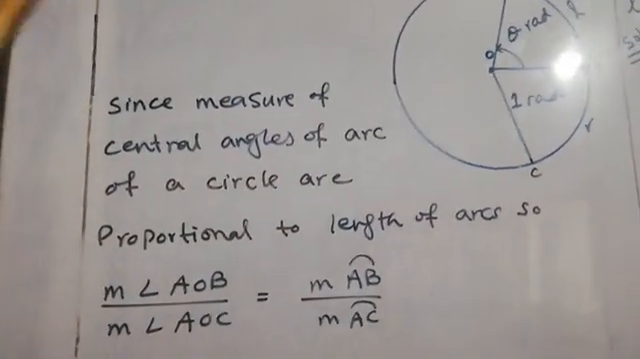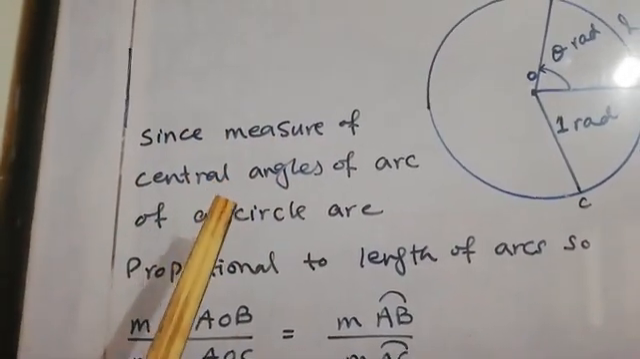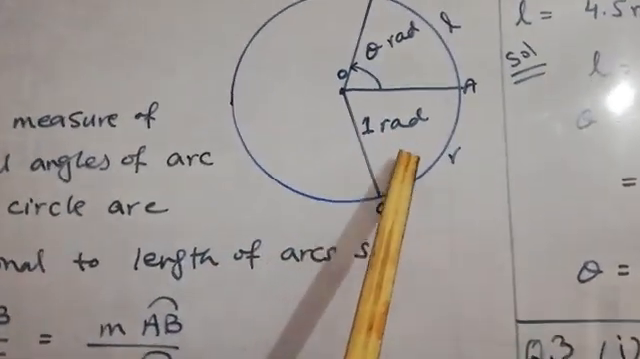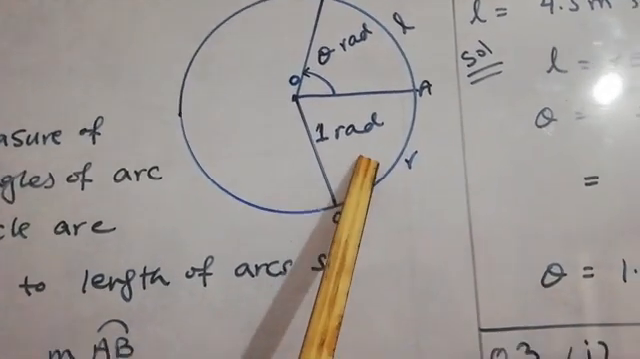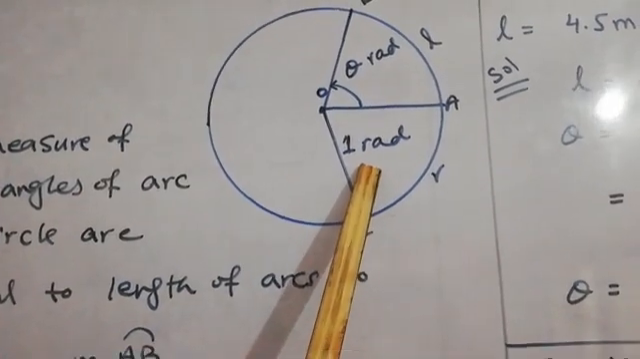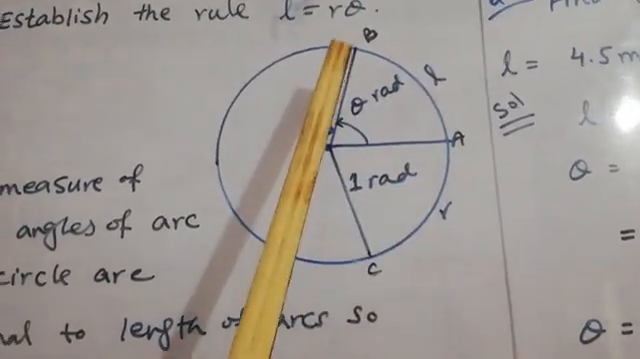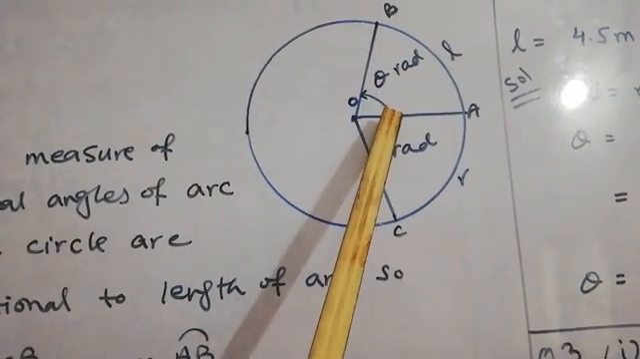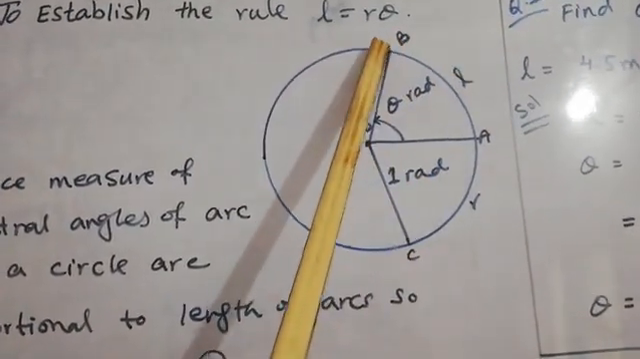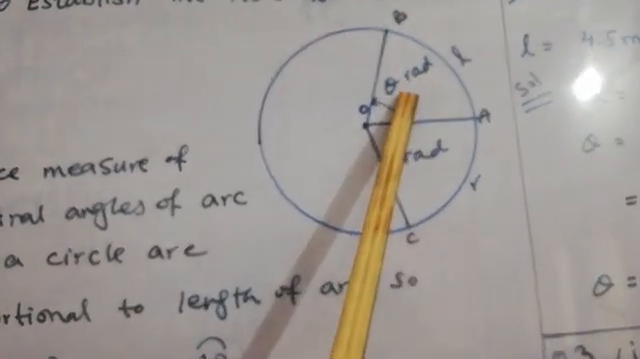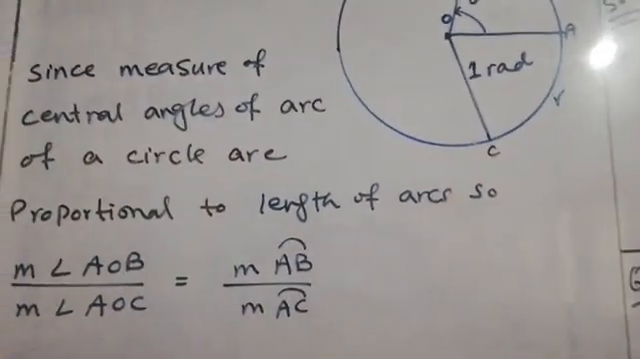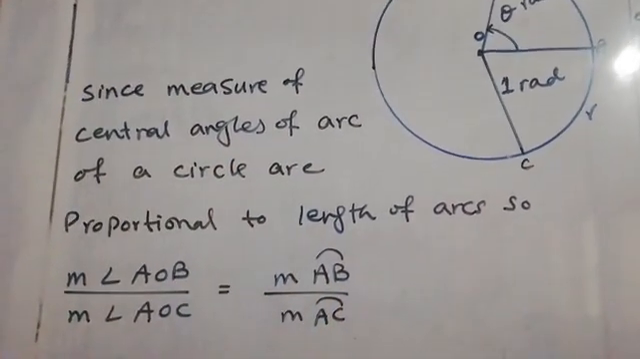Dear students, as you know, the measurements of the central angles of arcs of a circle are proportional to the length of arc. For example, if we increase the length of arc, then the measurement of the angle also increases. If we change the length of arc, then the angle subtended at the center also changes. So there is proportionality between the length of arcs and the central angle.